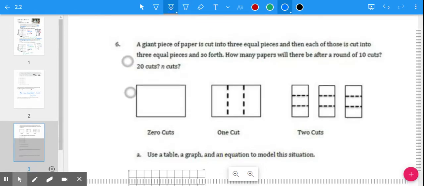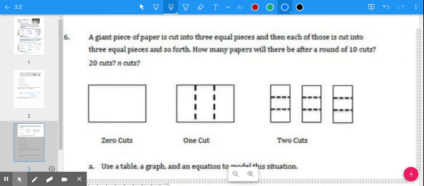So we're going to flip over to question number 6. It says a giant piece of paper is cut into 3 equal pieces, and then each of those is cut into 3 equal pieces, and so forth. How many papers will there be after a round of 1 cut, 2 cuts, n cuts? So when there's 0 cuts, there is 1 piece of paper. When there's 1 round of cuts, so they've cut it here and they've cut it here, now there's 3 pieces of paper. When they've cut again, so it's that second round of cuts, they cut each of those into 3 pieces. So now we're up to 9 pieces.